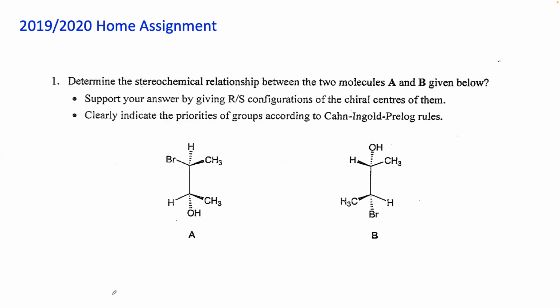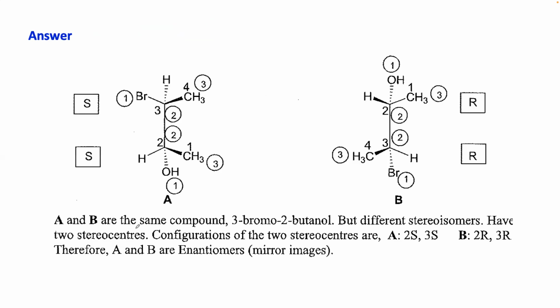Okay, so now this is a home assignment given to students a long time ago, 2019-20. Determine the stereochemical relationship between the two molecules A and B given below. So you have to determine what kind of relationship they have, okay? Support your answer by giving R and S configurations of the chiral centers of them. Clearly indicate the priorities of groups according to Cahn-Ingold-Prelog rules.